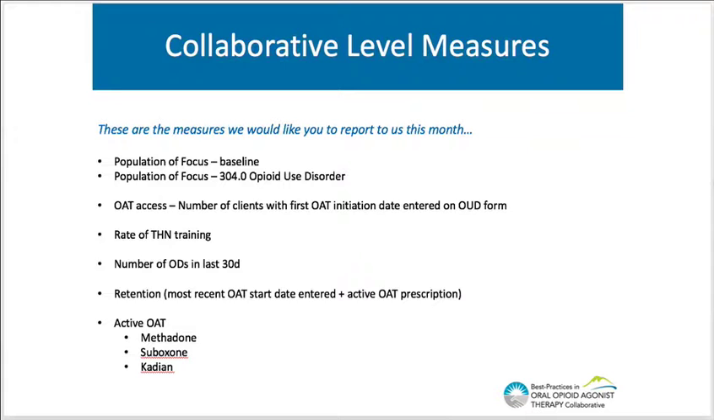We can quickly touch on rate of THN training, number of ODs in the last 30 days, retention. So retention, we're checking their most recent OAT start date, plus the fact that they have an active OAT prescription, and then the number of clients with active OAT. And then as a subset of this, we can look at their dosing, where people are using the OUD form, and see what percentage are on optimal dosing.